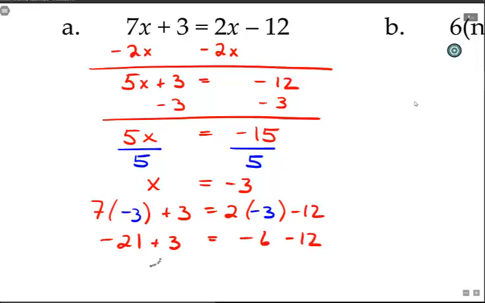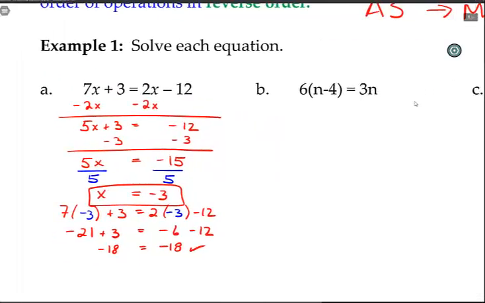Well, -21 plus 3 is -18. -6 plus -12 is -18. So it checks, and that means the equation is true. Let's look at our next one.